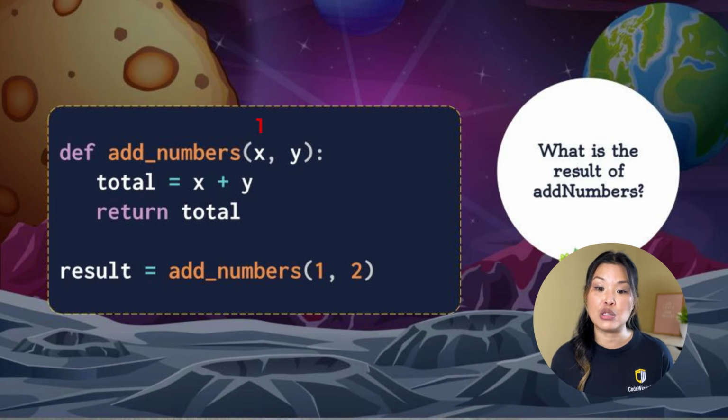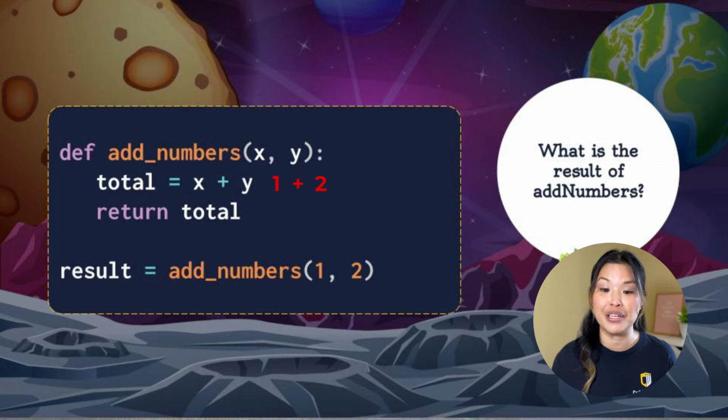That means x equals 1 and y equals 2. So inside of our function here, we're going to say total equals, and if x equals 1 and y equals 2, then what should total be? What's 1 plus 2? 3, right? So total now becomes 3, and we're going to return that number 3.